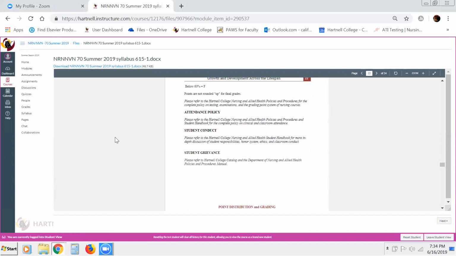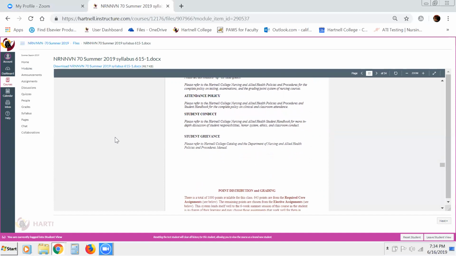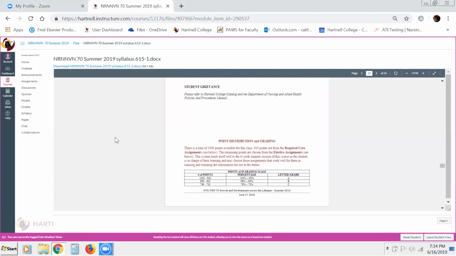Student attendance: you're going to be online. I'm assuming you will conduct yourself accordingly during the discussions, and you can also refer to the policy and procedure manual in the handbook if there are any grievances.